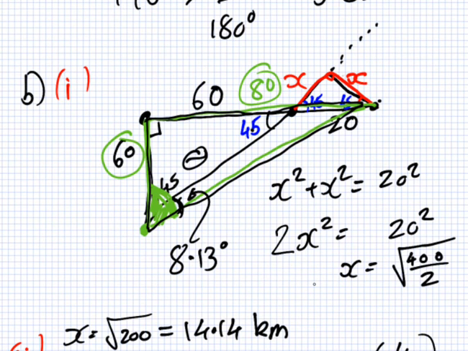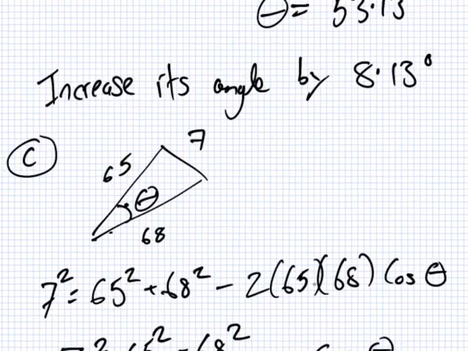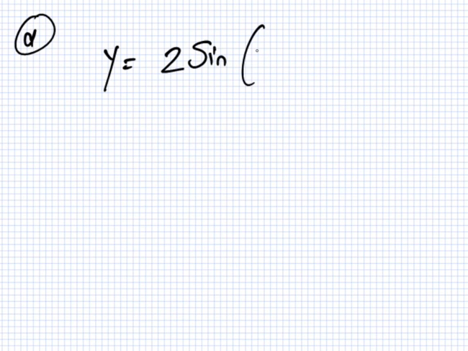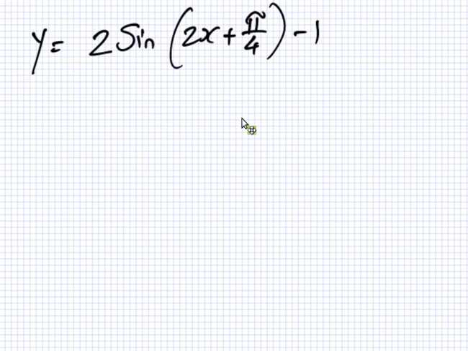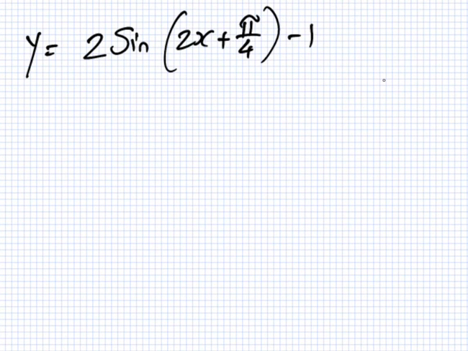So, which angle? This one here. It says the angle opposite the smallest side. Or, sorry, the smallest angle. That's this one here. 7 squared minus 65 squared minus 68 squared divided by minus 2, 65, 68 equals cos theta.